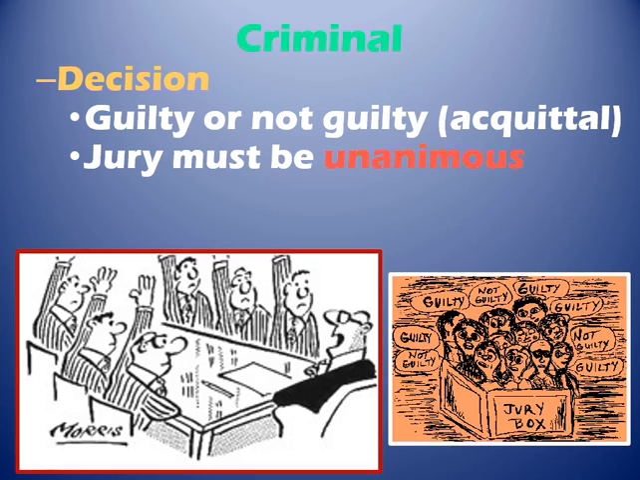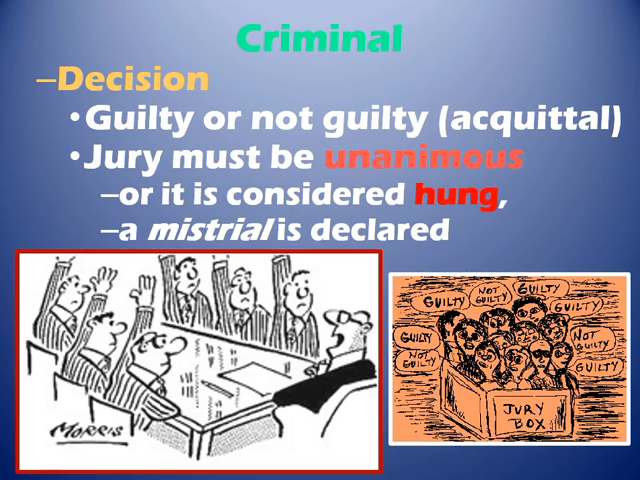In a criminal case, the jury must be unanimous. What we mean by unanimous is everybody must agree. Typically, a jury is 12 members. Sometimes it could be as low as 6 or 3. But in a criminal case, the jury always must agree with each other. You have to have a unanimous decision.